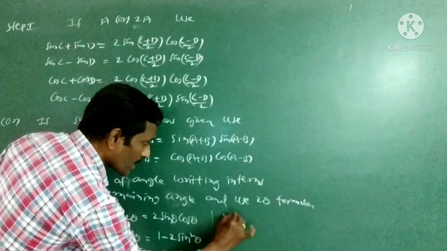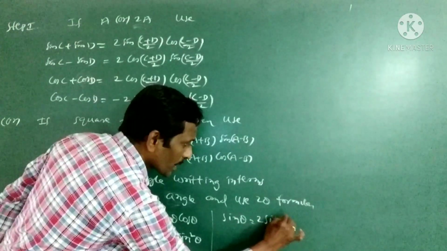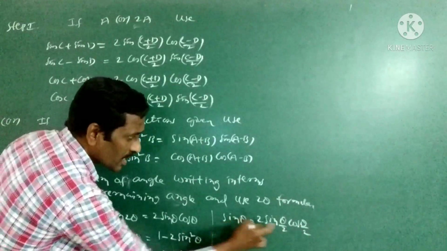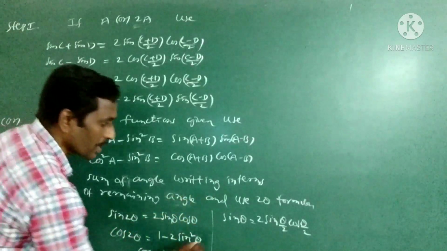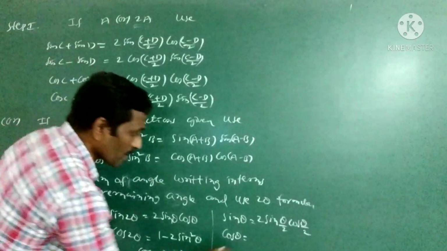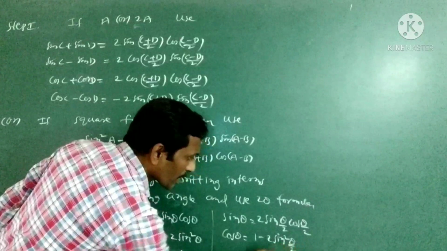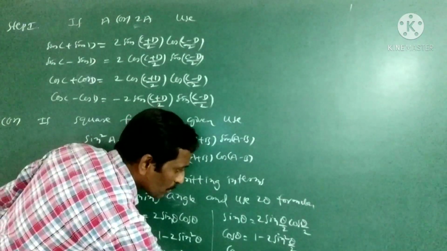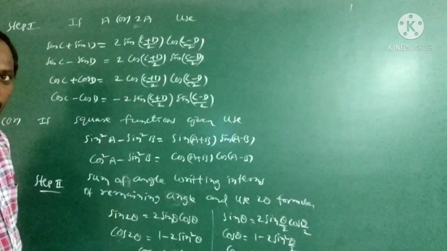If it is sin theta, we can write it as 2 sin theta by 2 into cos theta by 2, because 2 theta becomes the half angle; the same formula, but we write the submultiple form. If it is a cos function, once again you can write 1 minus 2 sin square theta by 2, or else 2 cos square theta by 2 minus 1. Either formula we use in the second step.